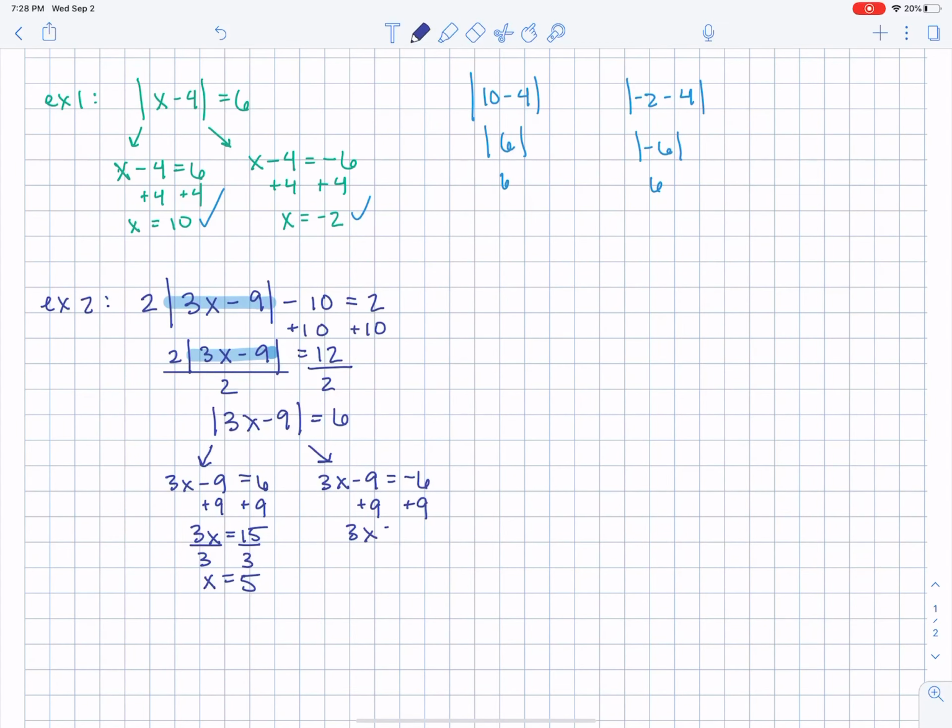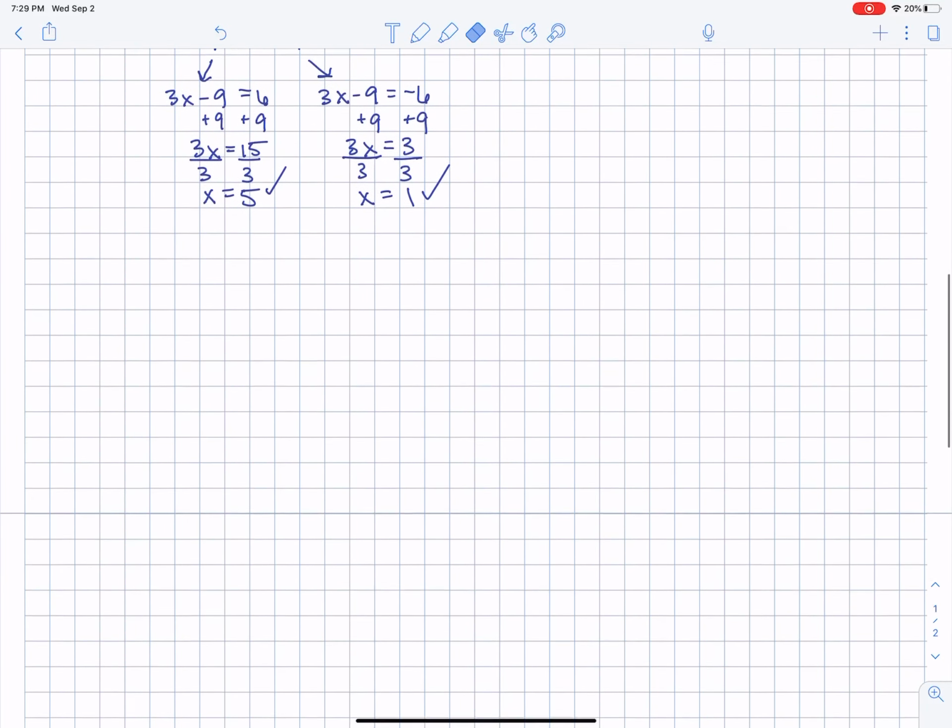And if you'll notice here, actually the inverse operations are the same, but you get a different answer here. So x is equal to 5 and x is equal to 5 and 1. If you go back to the original problem, plug it in, they both work. They're going to get a little trickier as we get going, but stay with us.